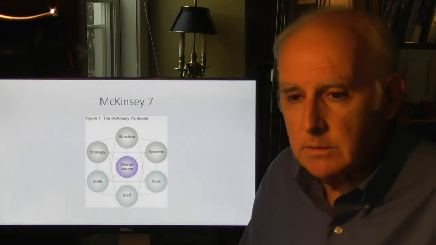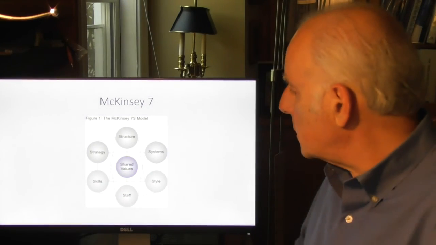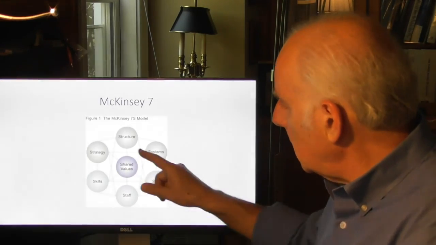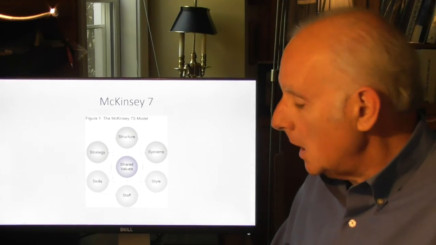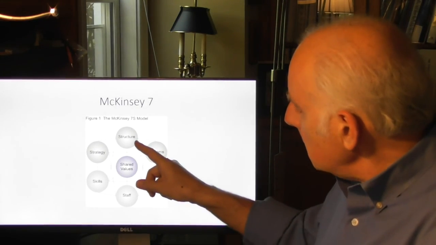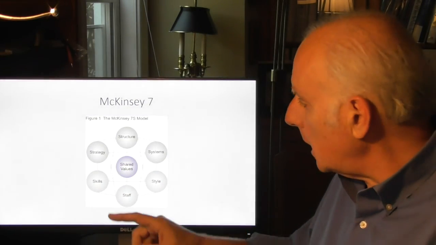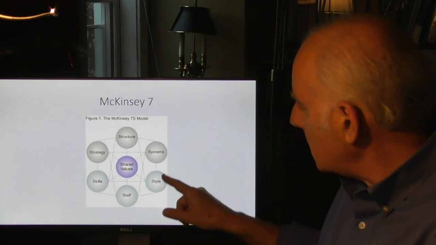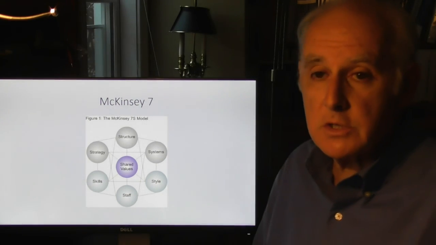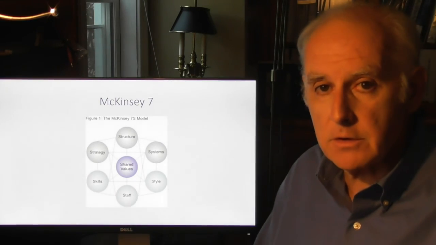The McKinsey 7 was developed by the McKinsey consulting firm, and as you can see, the key thing is for organizations to identify their shared values. However, the facets of the organization that get focused on include the structure, the strategy, the skills, the staff, the style, and the systems. And as you can see, each one of these key things interacts with all of the others.